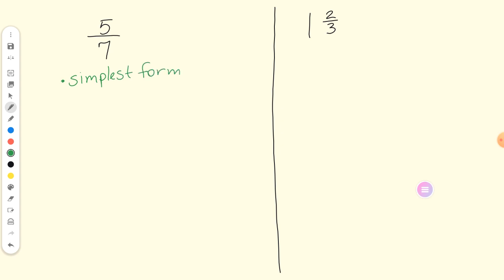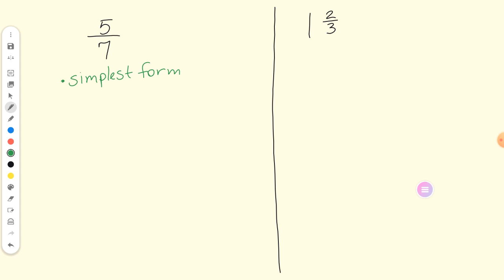Simplest form. Who can tell me what it means that it's in simplest form? Cam? It means that you can't make it any lower, you can't break it down. Yeah, you cannot reduce it anymore. There are no equivalent fractions with smaller numbers that are equal to that. You cannot divide the top and the bottom by anything else.